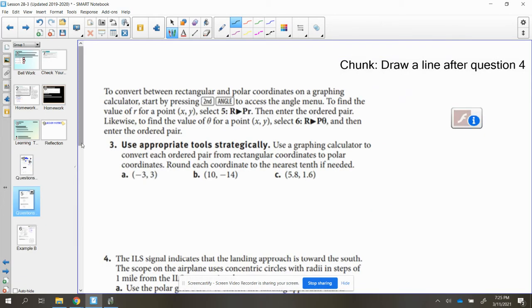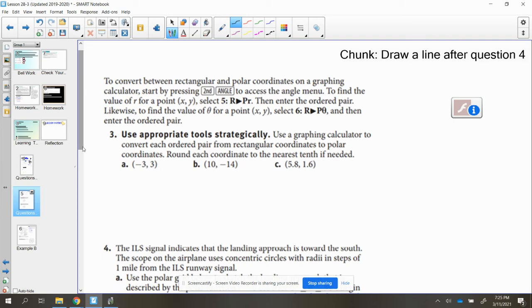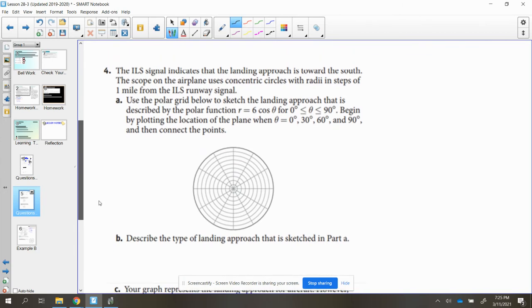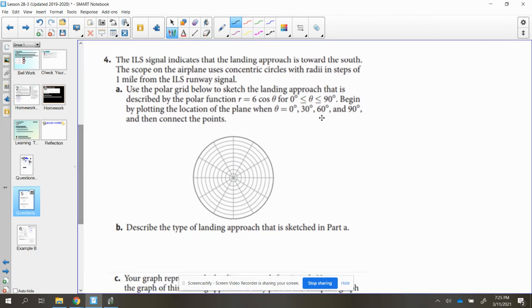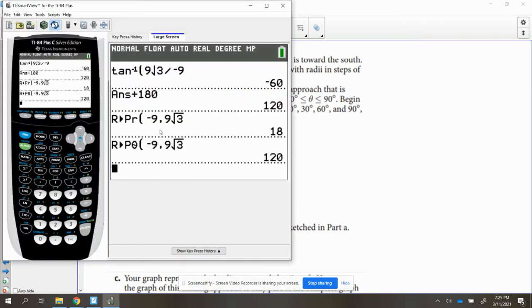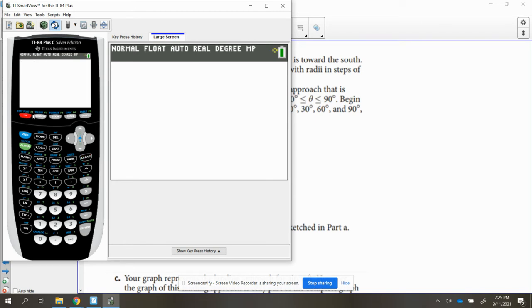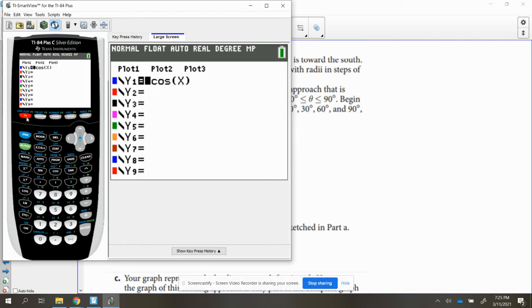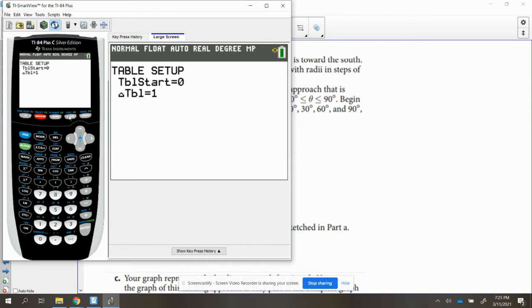Now, moving forward on page 388, if you look at number 4, they are asking us to graph on our polar grid the values for 6 cosine theta for the values from 0 to 90. So you could type all this in, but just to teach you some graphing technique with your calculator, if you type into the y equals menu, you will have 6 cosine of x. And then I want you to hit second window to get to your table set menu and start your table at 0, and then make sure the independent variable is selected to ask.